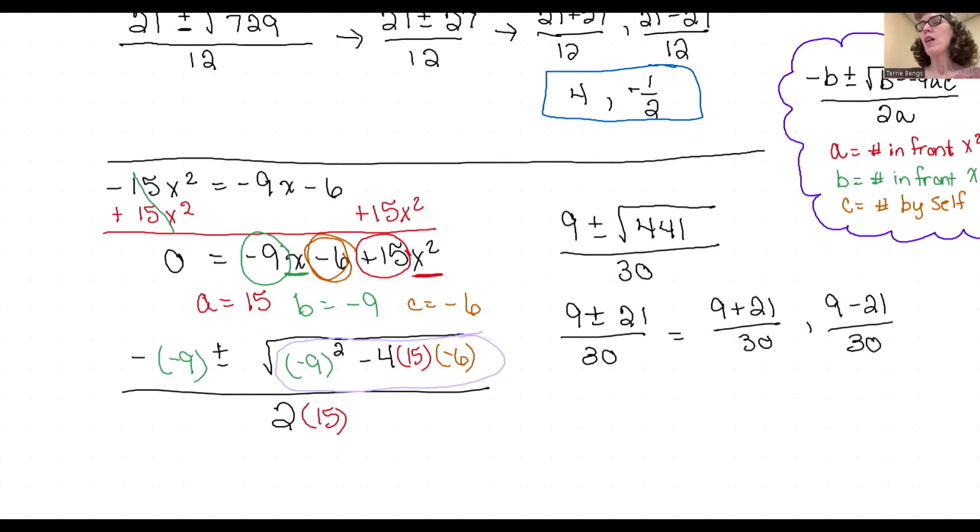Okay, once we have those two, we're just going to type 9 plus 21 over 30 into your calculator and see what you get. And that should give you 30 over 30, which is just 1. And then the 9 minus 21 over 30 is going to give you a -2 over 5. And so we have literally just found our two answers using the quadratic formula to solve for x.